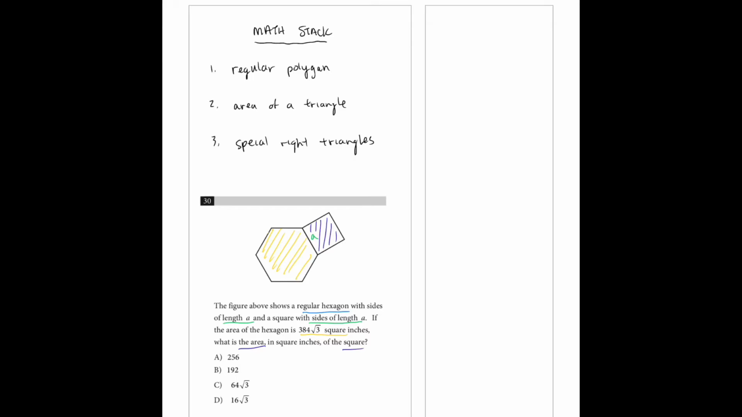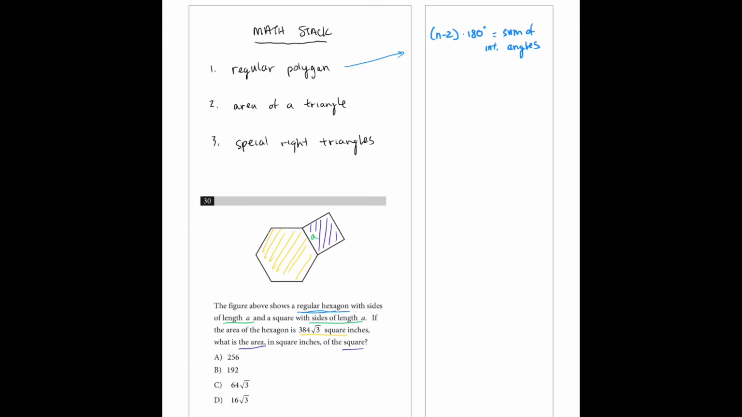So the first thing to note is that we have a regular hexagon. And why is that important? Well, a regular polygon has equal sides and therefore equal interior angles. To find the value of one of these interior angles, we need to first find the total, or the sum of the interior angles, using the formula n minus 2 times 180 degrees. This will give us the sum of the interior angles.